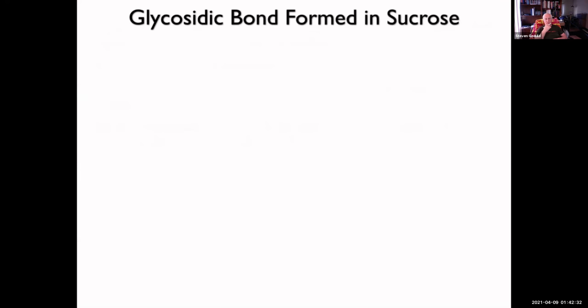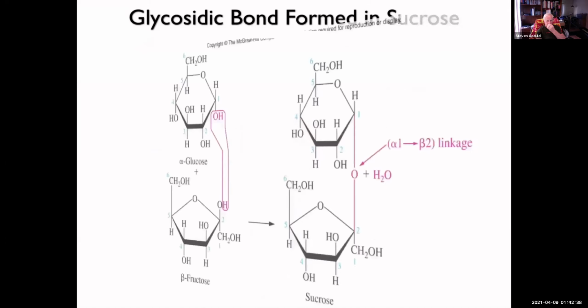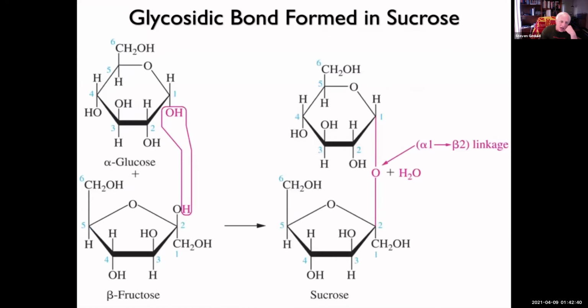The glycosidic bond that's formed in sucrose, like we said, is a 1,2 glycosidic bond. So this is alpha D-glucose and beta D-fructose. Again, it's alpha because this OH group is down, beta because this OH group is up. And you're going to remove water between the two, leaving this oxygen right here to form your glycosidic bond.